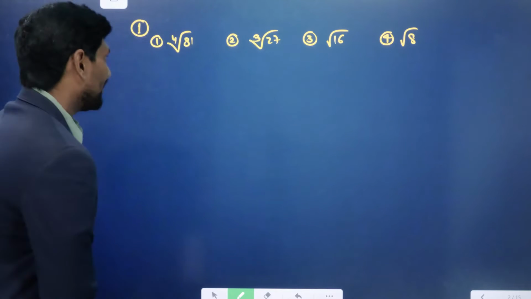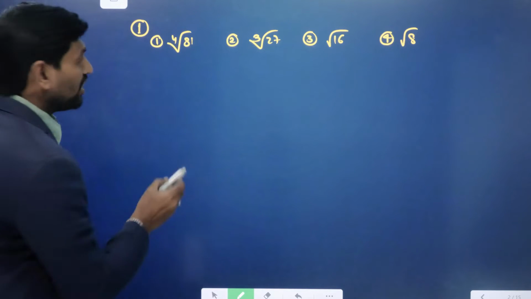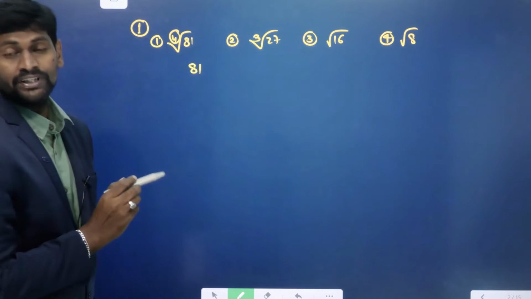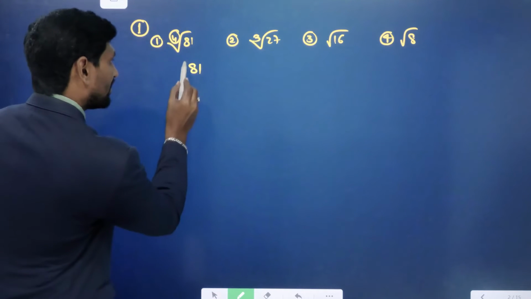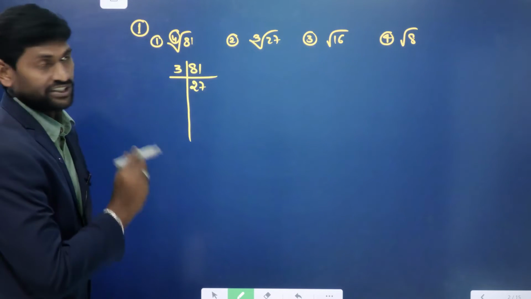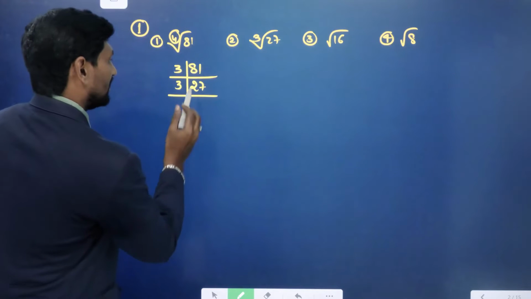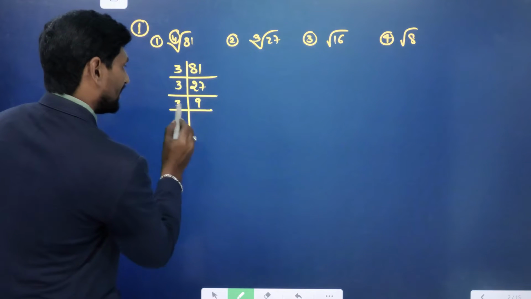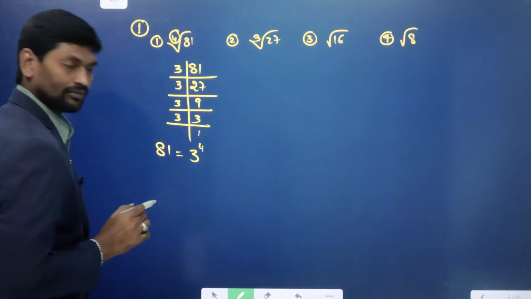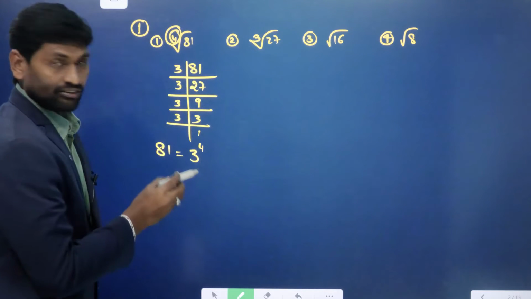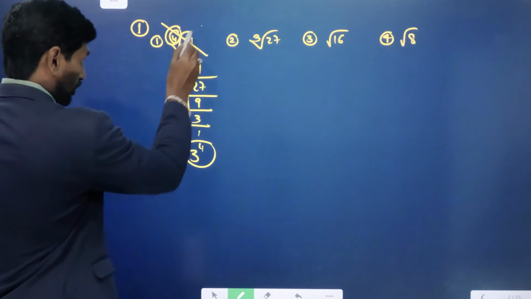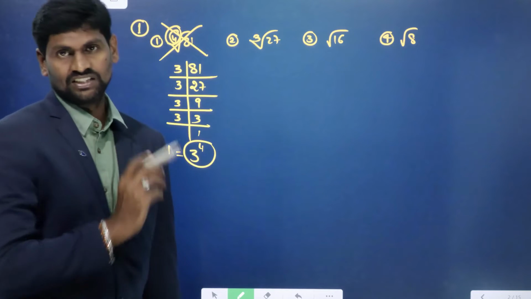For example, what is the order for the first option? The order is 4. That means 81 should not be a power of 4. Let us write 81 in exponential form. 3 times 3 is 9, 9 times 9 is 81. So 81 we can express as 3 power 4. The order is 4, and the exponential form of 81 is also 3 power 4. So 4th root 81 is not a surd, it is a rational number.